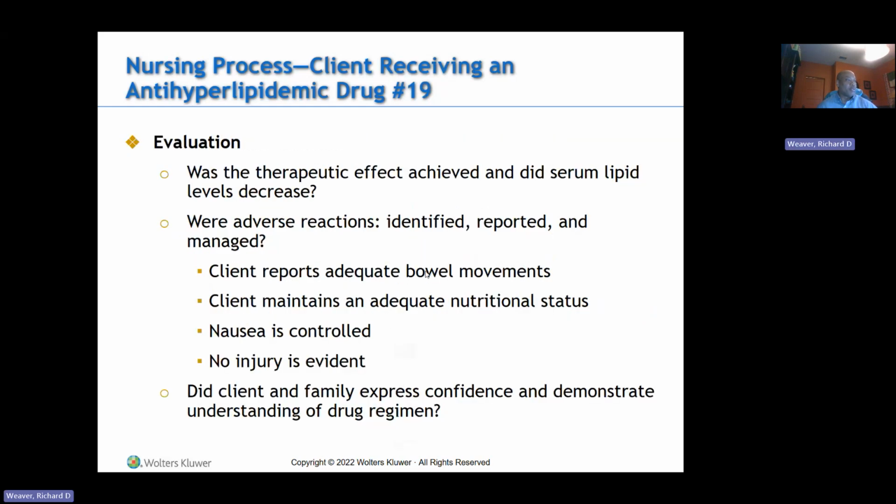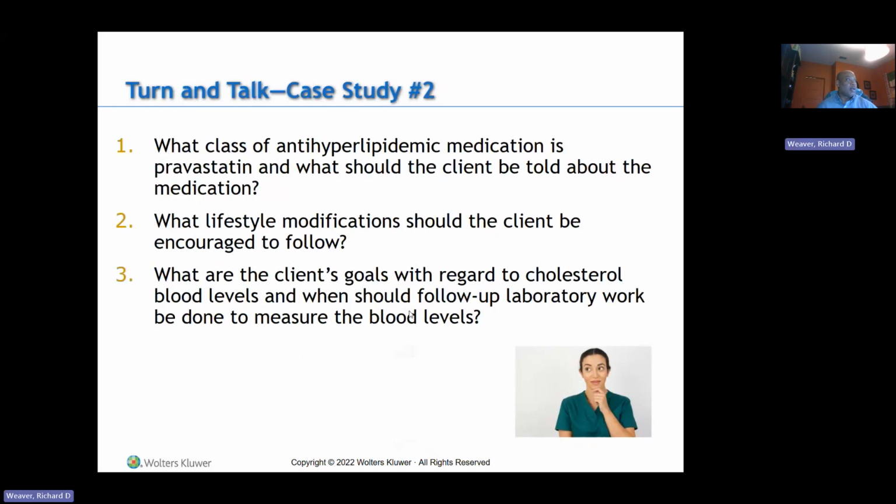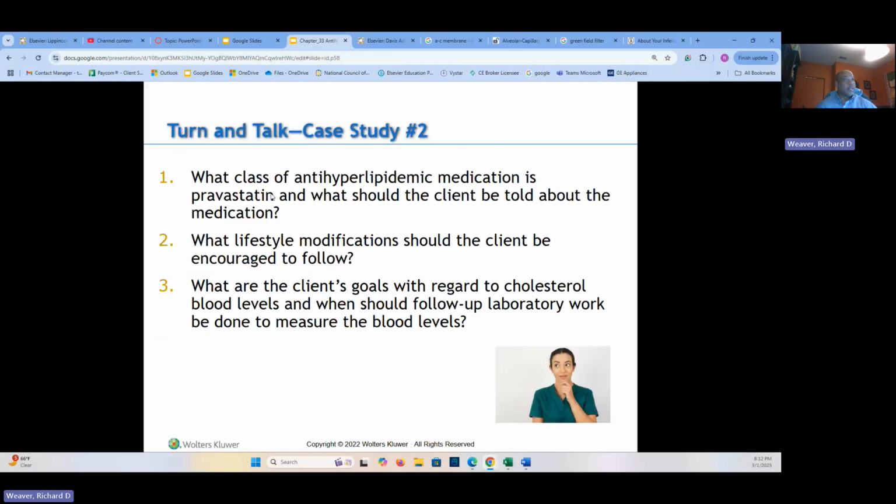Then, of course, your evaluation. We want to know, is it working, essentially. So, all right, and that is it. That is it. All right.